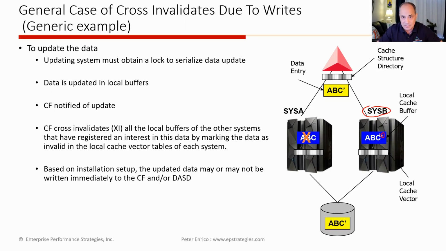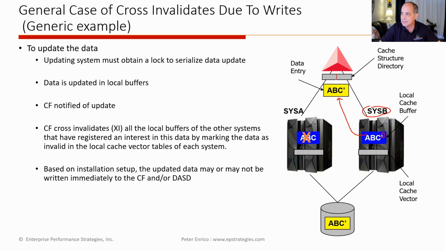The problem is that once it changes the data, the buffer on system A that contains the same piece of data is no longer valid because system B made an update. So system A is going to have an old version of the data. And again, this is the magic of the directory portion of the structure. When system B goes to update the data, it updates the data. It can optionally write the data to the coupling facility. So that's where the cache structure portion comes in.